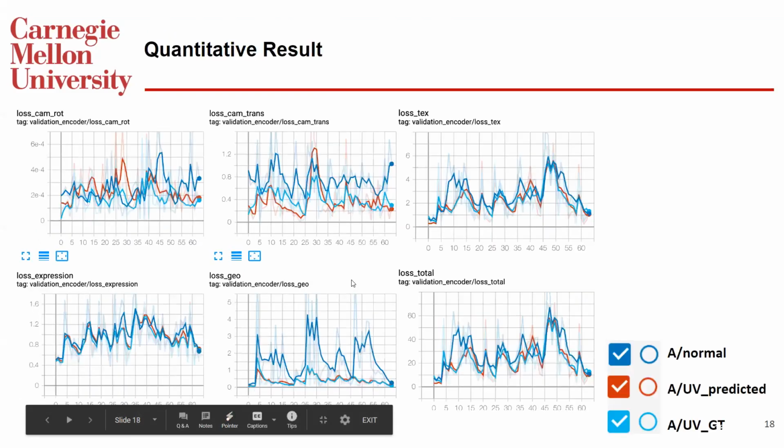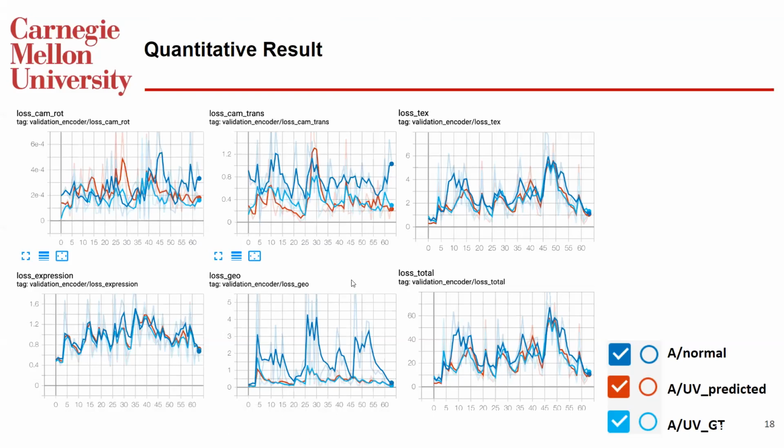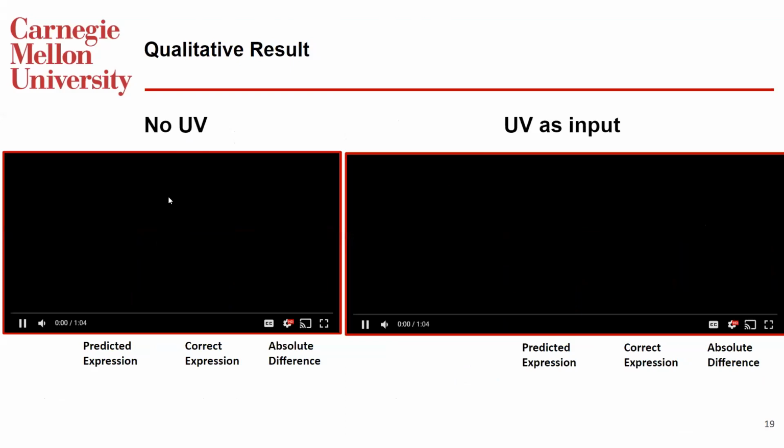So let's see some results of the overall pipeline. Here are the quantitative results. These are the inference time losses for 70 peak expressions where the model is not performing up to the mark. The dark blue line is for the input being IR images for the avatar generator module, and the red and the light blue lines are for input as UV maps only, using predicted or ground truth UV map respectively. We can see that the UV maps are helping considerably in reducing the geometry loss, the camera rotation and translation loss. This helps in getting better performance, as can be seen in the next slide.